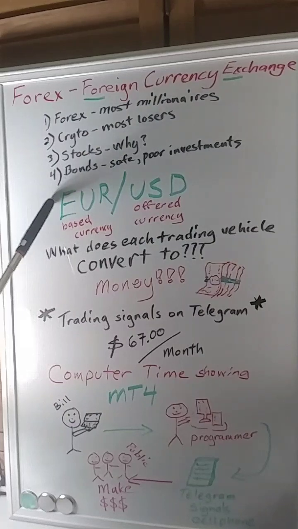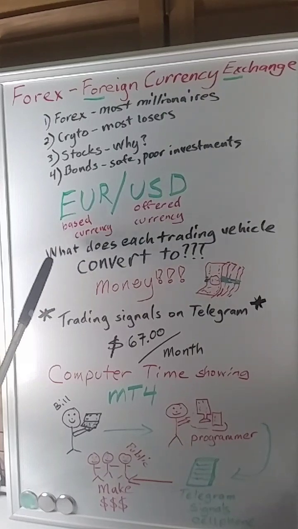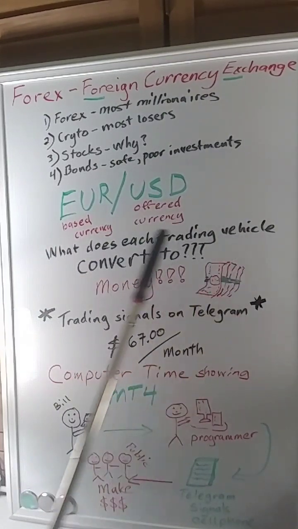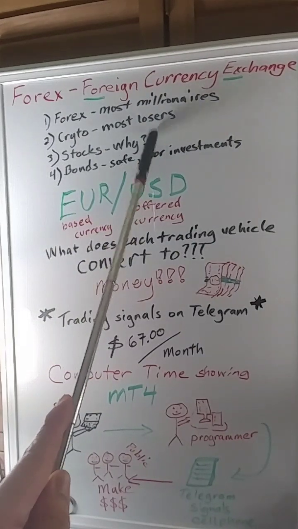You always go off the base currency pair, and this is called a pair. You always go off the base currency. Are you selling the euro versus the other currency, or are you buying the euro versus the other currency? So it'll make sense more as you go along, but you just focus on the base currency. And what I wrote down here, what does each trading vehicle convert to? Money.